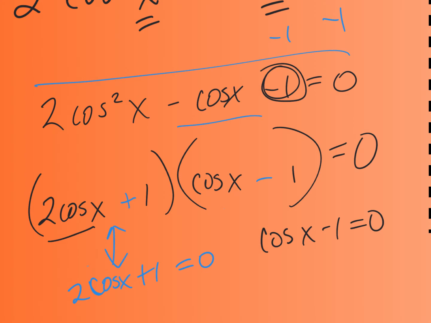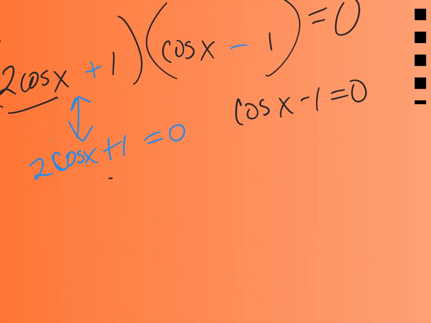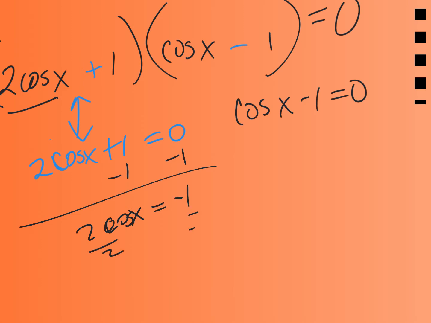Joel, tell me how to solve the blue one. Subtract 1, so you get 2 cosine x equals negative 1, and then I divide by 2. And I get cosine of x is equal to negative 1/2. Again, somebody right there is not going to know what to do. But I think you might.